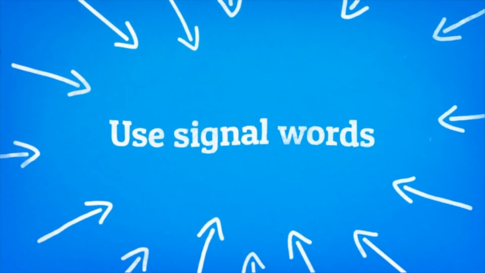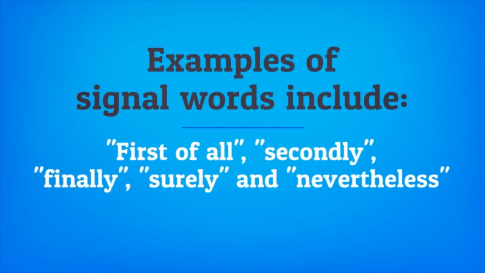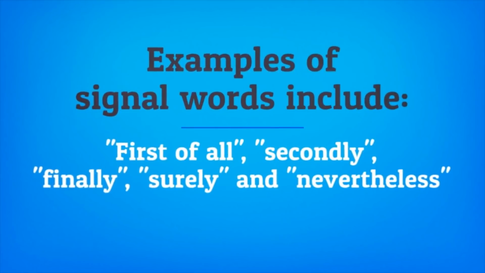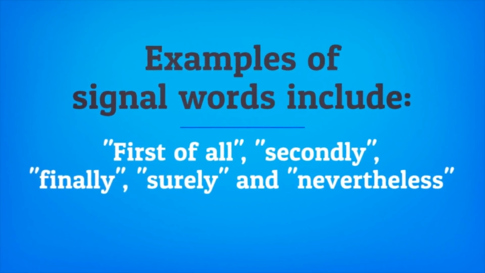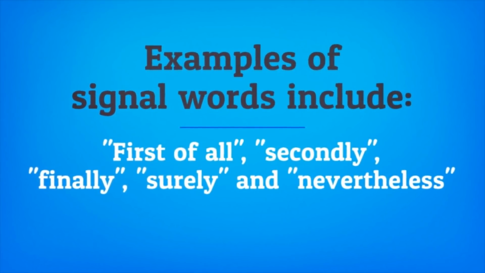Use signal words. Signal words allow readers to scan through your blog post and grasp the main ideas. Examples of signal words include first of all, secondly, finally, surely, and nevertheless. And of course, there are also many more.